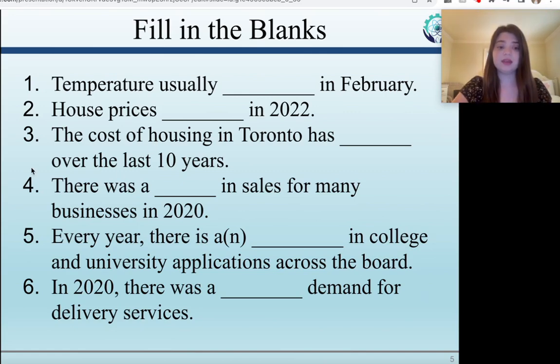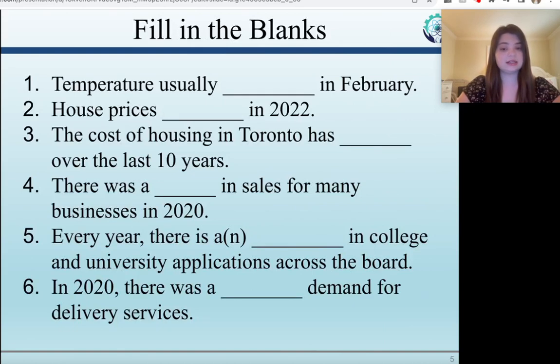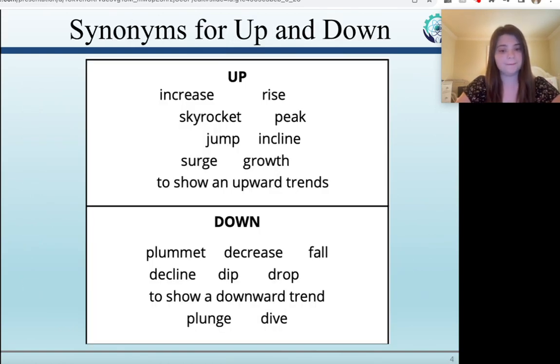Okay. Number 4 says there was a blank in sales for many businesses in 2020. Well, I would say probably there was a drop in sales is the first thing that comes to my mind, at least, for sales in 2020, right? For many businesses, right? Because of COVID, a lot of things were shut down in 2020, unfortunately. And so there was a drop in sales for many businesses in 2020. Not all businesses, right? But for many businesses, that was the case, right? Or we could say there was a decrease in sales. I think that makes sense as well.